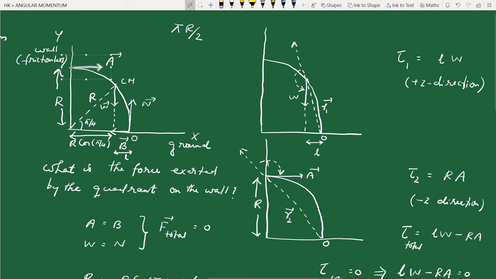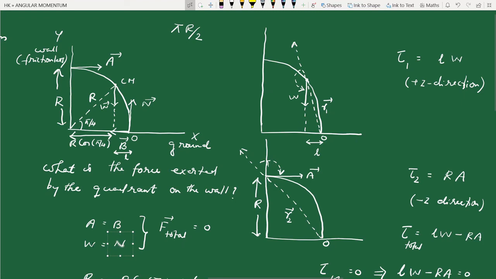You calculate, choose this point as the origin, okay, and calculate the torque due to. So immediately you can see that if you choose this point as the origin, torque due to force A is 0, but you need to calculate torque due to W, torque due to N, torque due to B. Okay, you need to calculate that, and then you try to find out the expression for A. And in this case, torque due to A will be 0, but torque due to B is non-zero. And remember that A is equal to B from the condition for total force is 0, and also remember that N is equal to W.